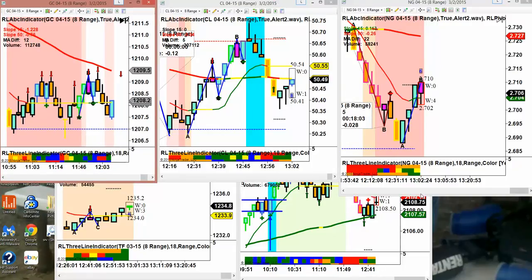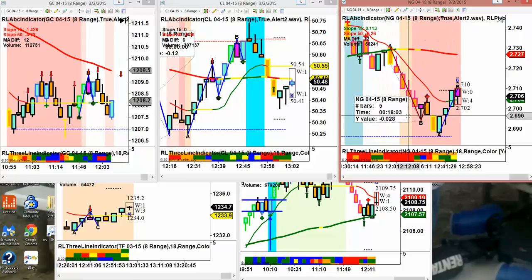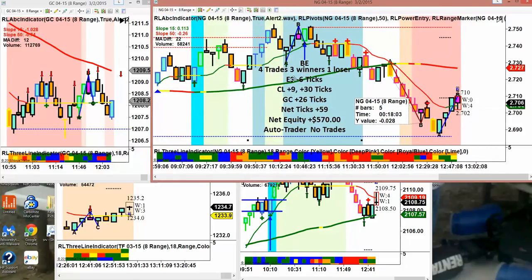So for the day, using the no gap, using the regular range bars, we're able to better do assessment. We had 4 trades, 3 winners and a loser. That ES -6 was really a busted trade, trading on an inappropriate speed. It cost us a lot. We had crude for +9 and +30, gold for +26.